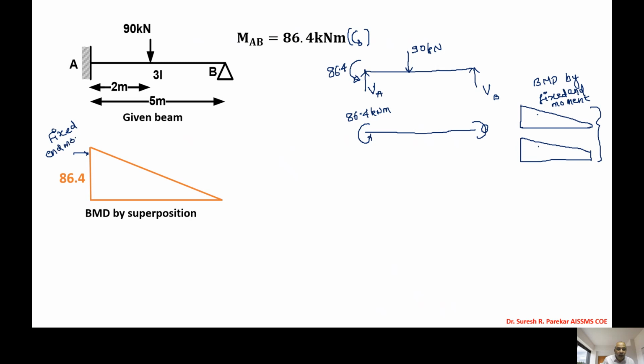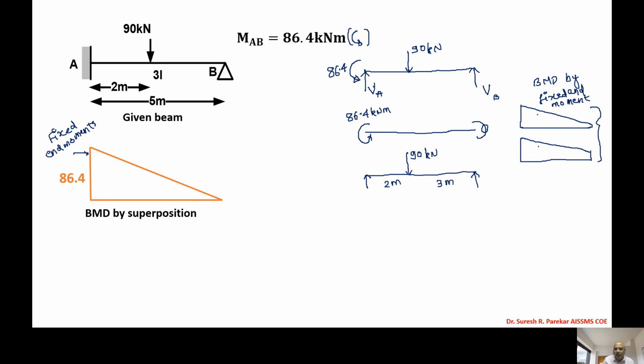Fixed end moments. Now second, I will draw the BMD due to load. So we have to make it separate. So we have this beam, and then we have this 90 kilonewton load. This span is 2 meters, and this span is 3 meters.